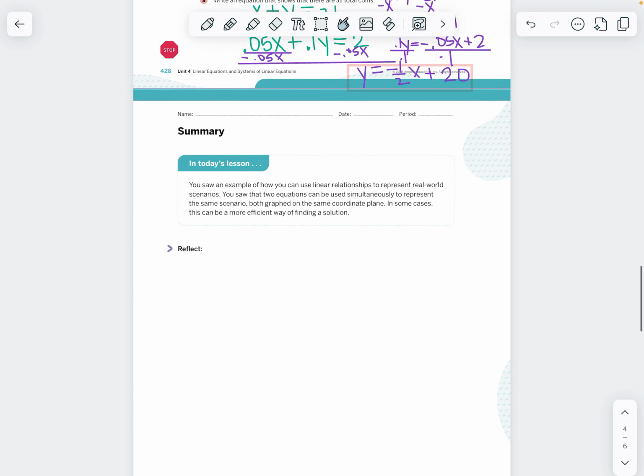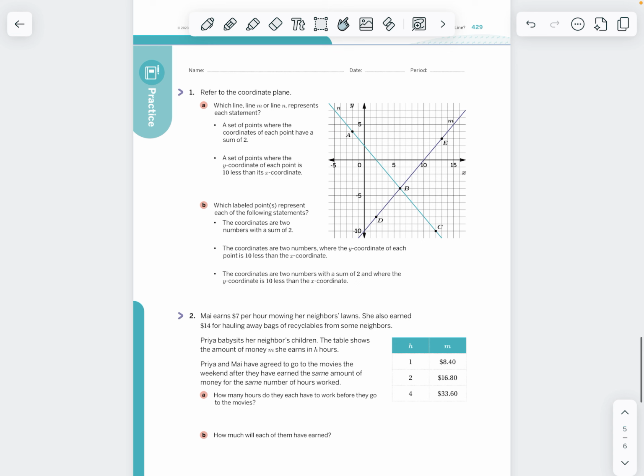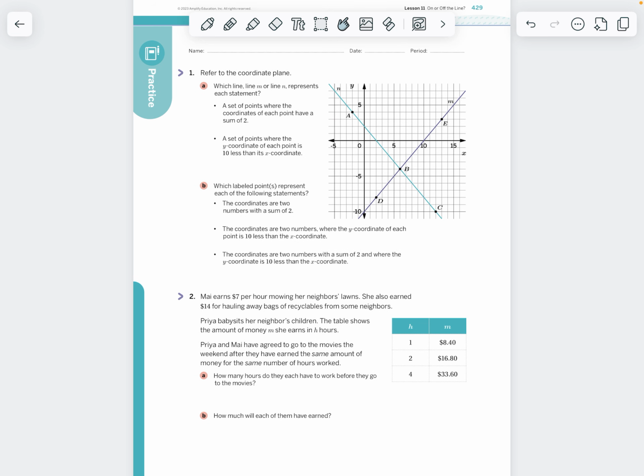All right, so you are going to go ahead and try the practice that is assigned to you on today's Canvas page, and then save that for the next day to go over.